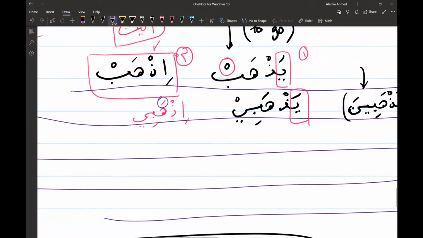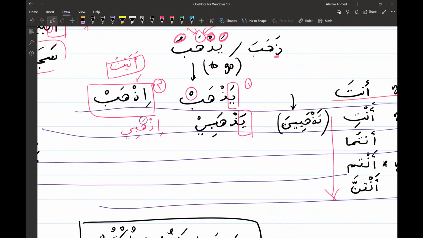Okay. So now look how interesting. If you want to say something to someone, a boy, you say idhab, idhab. But for a girl, you have to say idhabi, idhabi. So it's very clear in the context that you're commanding whether a masculine person or the feminine person. Idhab, idhabi.